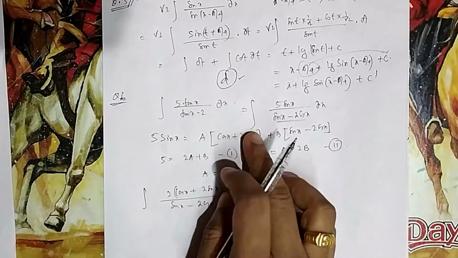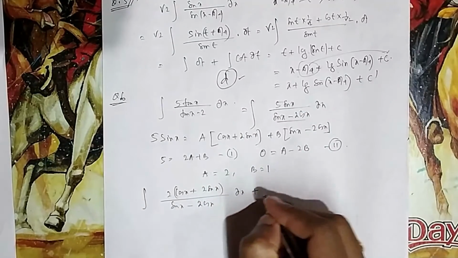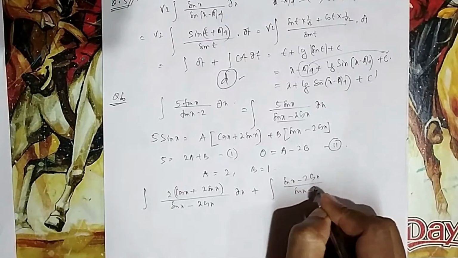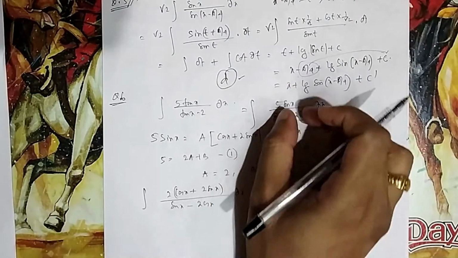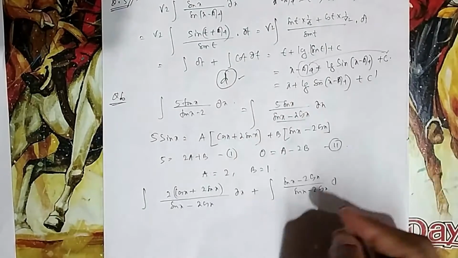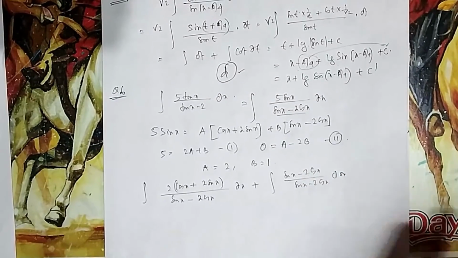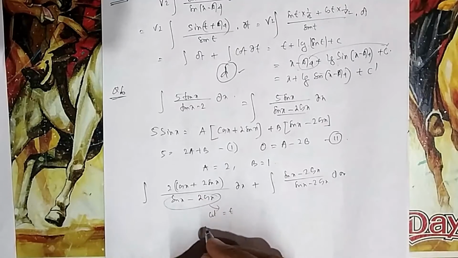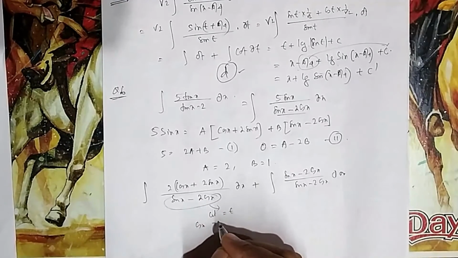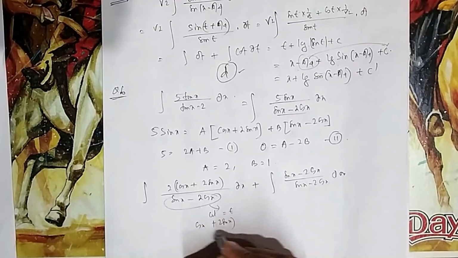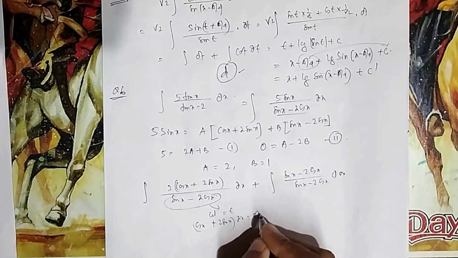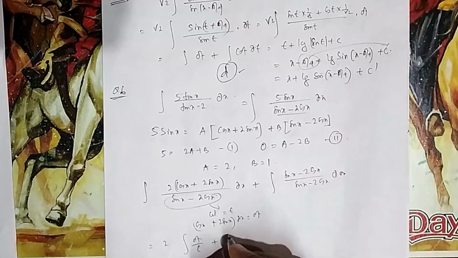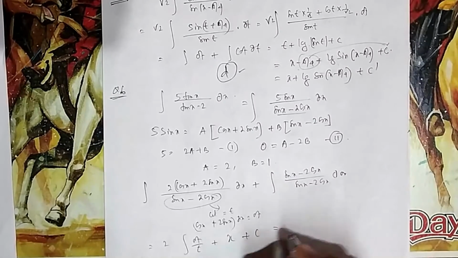I am splitting it, this by this and this by this, plus b into, b is equal to 1, so sin x minus 2 cos x divided by sin x minus 2 cos x. Because this divided by this is 1, this is easy. And here if you take this one as t, then cos x plus 2 sin x is the differentiation of the denominator, so dx equal to dt, so it will be 2 into dt by t, and this is only x because this will get cancelled, plus c, so it is 2 log t.